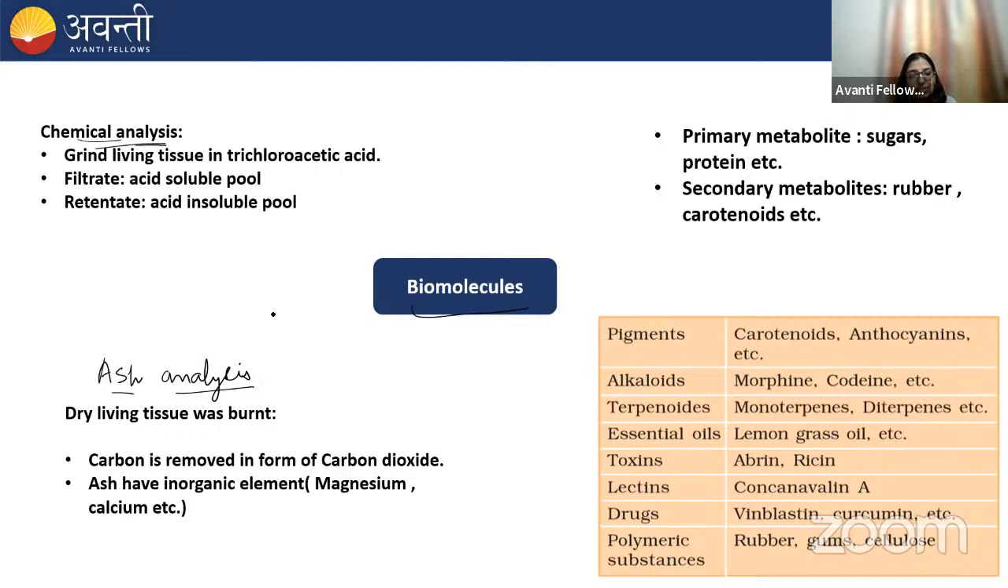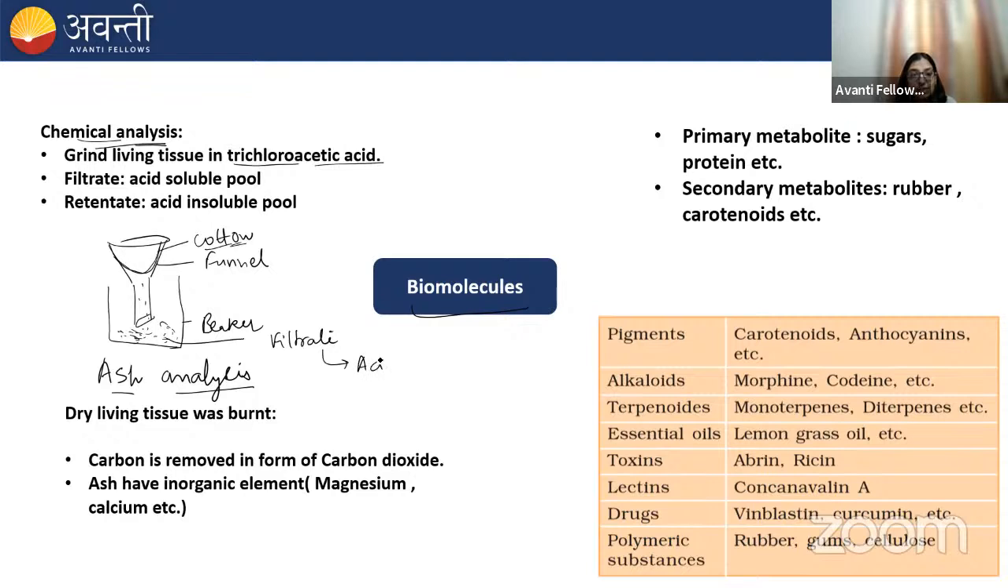In the chemical analysis, the scientists take the living tissue, grind it with trichloroacetic acid, and make a slurry. Now they use a funnel. This is a funnel, this is a beaker. They pour the slurry into the funnel and use cotton to filter it. When they pour the slurry into the funnel, the beaker contains the filtrate. And this filtrate contains the acid-soluble pool.